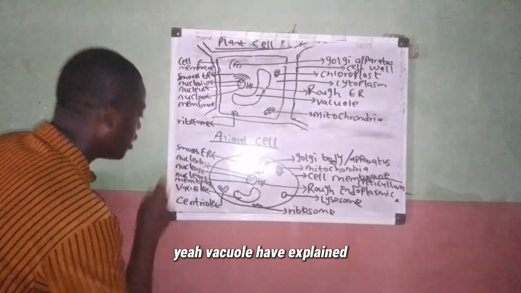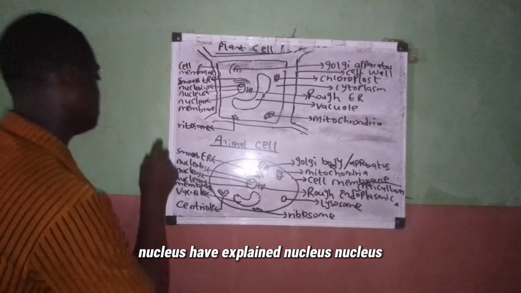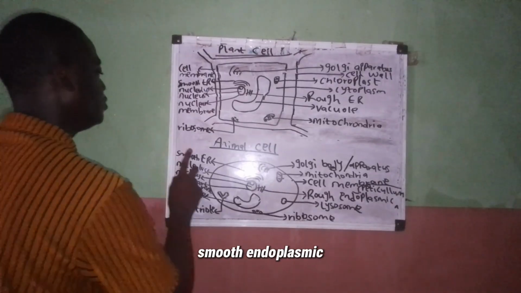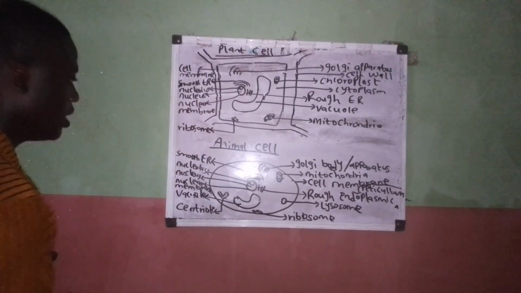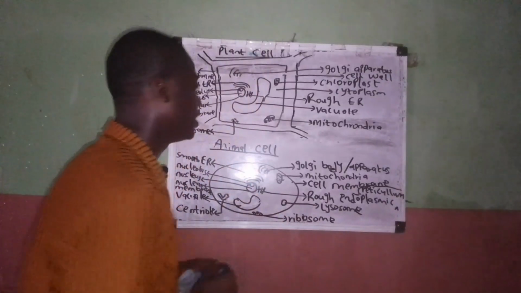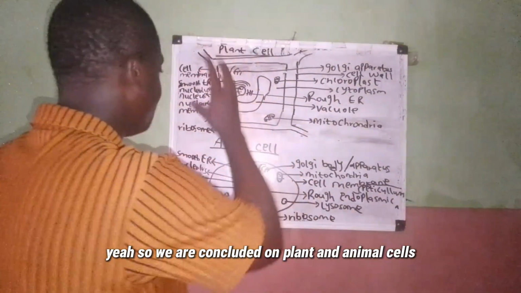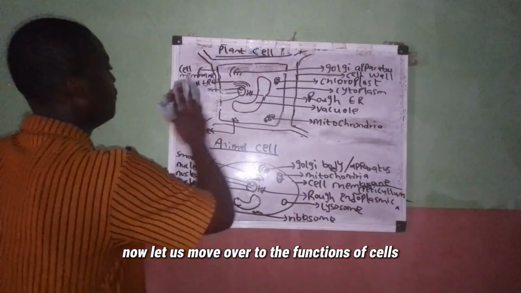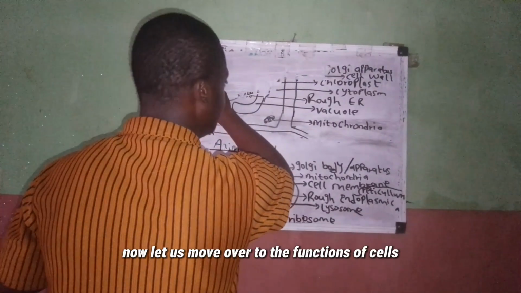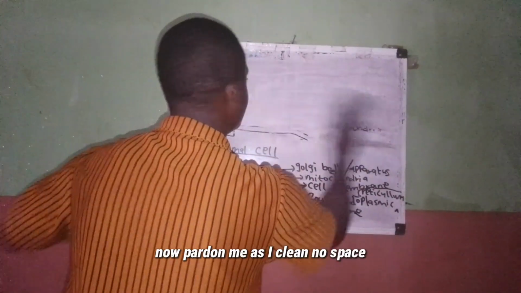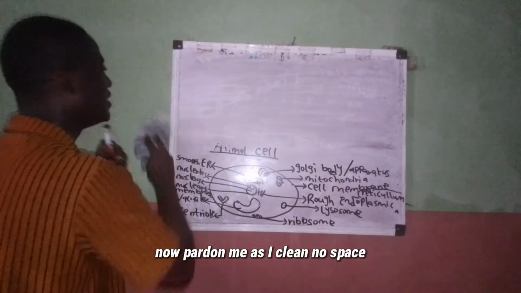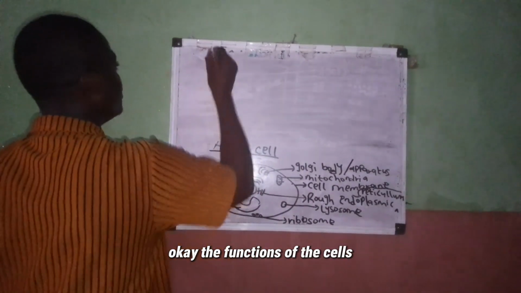Yeah, vacuole I have explained, nuclear membrane I have explained, nucleus and smooth endoplasmic reticulum I have explained. So we have concluded on plant and animal cells. Now let us move over to the functions of cells. Pardon me as I clean up some space. Okay, the functions of the cells.